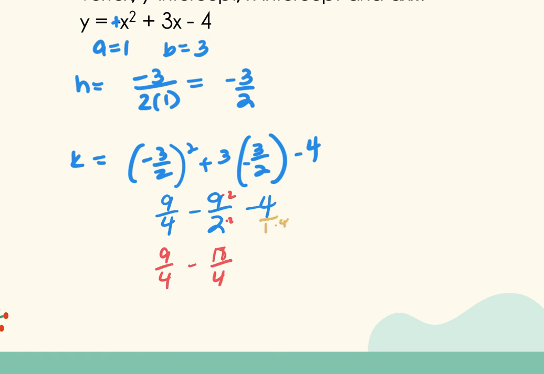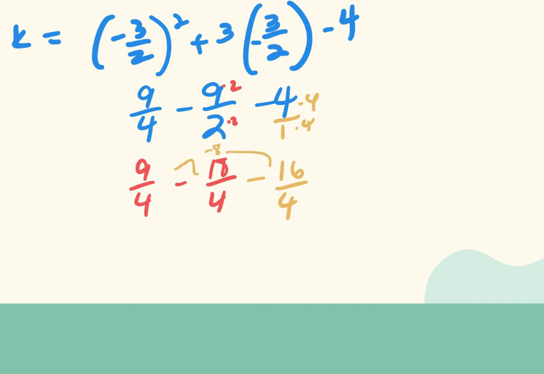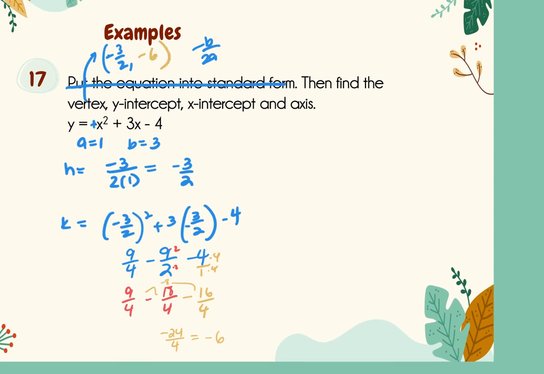The 4 would be over 1, so I have to multiply by 4, minus 16 over 4. So I gave them all the same denominator so I can combine them. I get 9 minus 18 minus 16, which is negative 25 fourths. That's the k coordinate of my vertex, so that's the y coordinate of my vertex.